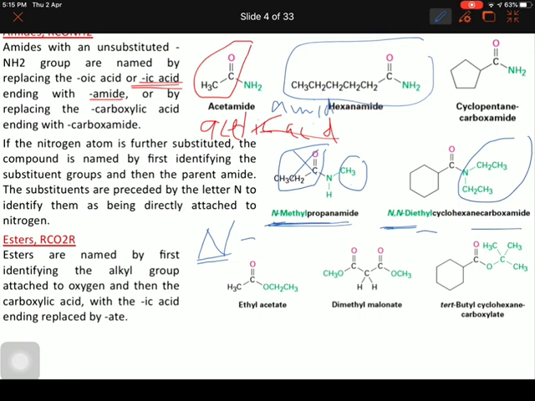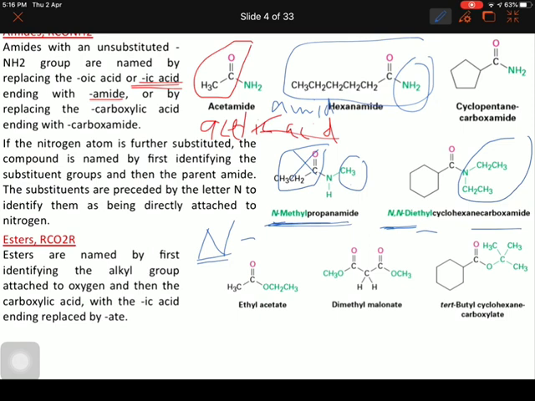By this, we can differentiate between primary, secondary, and tertiary from the name. For the tertiary, we say N,N, double N. For the secondary, we say N. For the primary, there is no substitution on nitrogen, just two hydrogens, NH2. That means we say just amide.